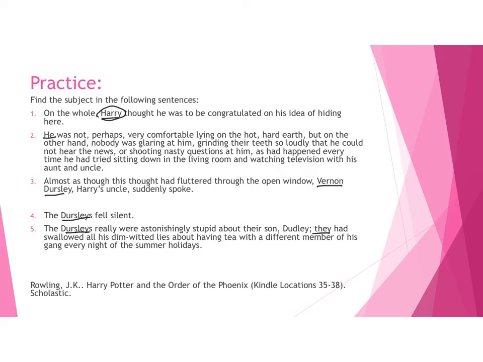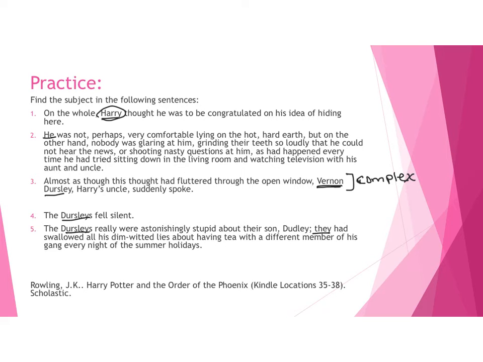Now this sentence right here is a complex sentence, okay? Almost as though this thought had fluttered through the open window. When you have a complex sentence, your subject is not going to be at the very beginning like it was here. It's going to come here. Vernon Dursley, Harry's uncle, suddenly spoke. So your subject of your sentence is Vernon Dursley. Number 4, the Dursleys fell silent. It's all about the Dursleys.